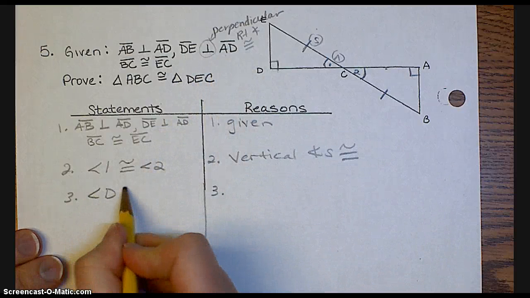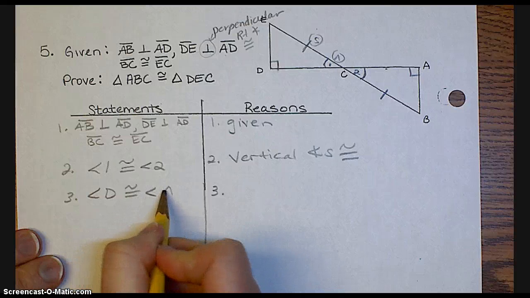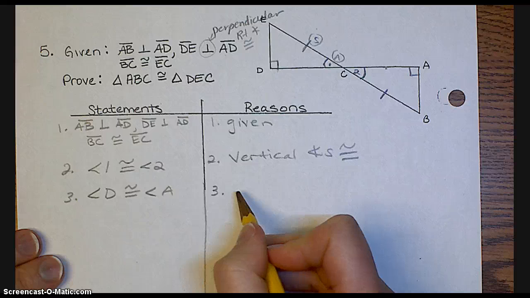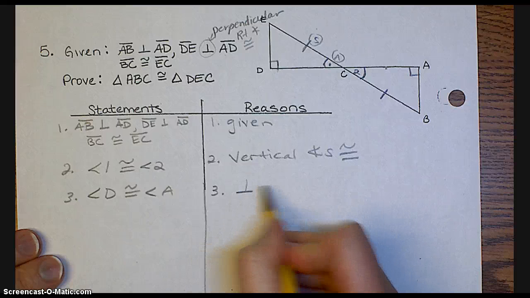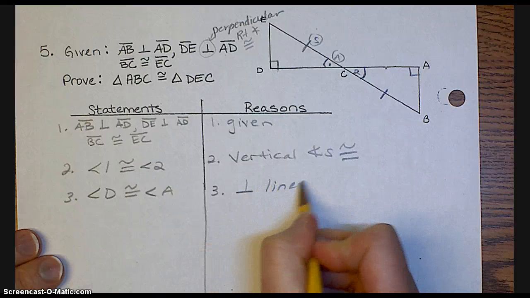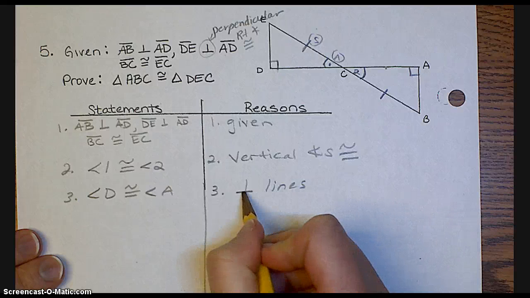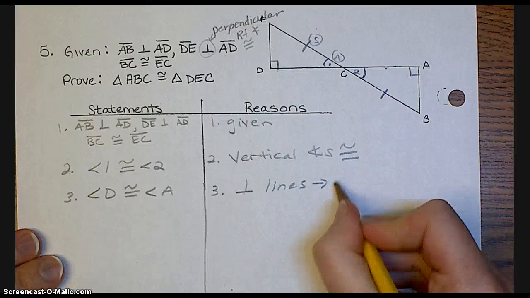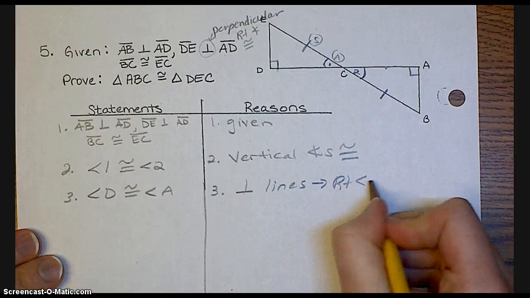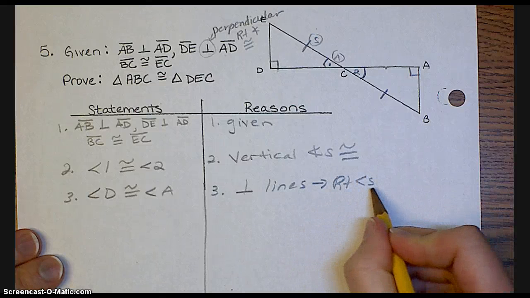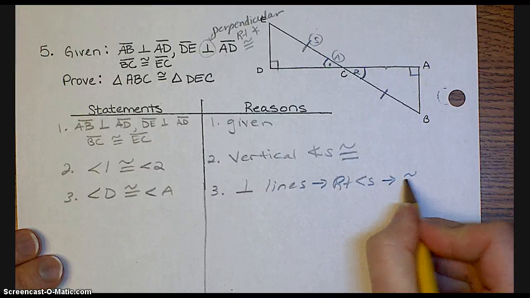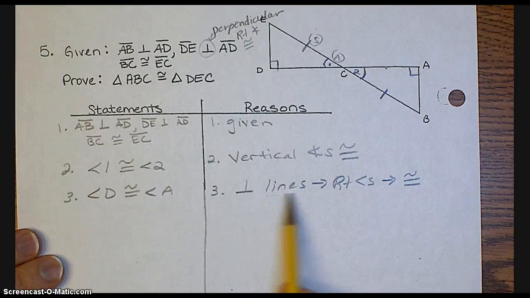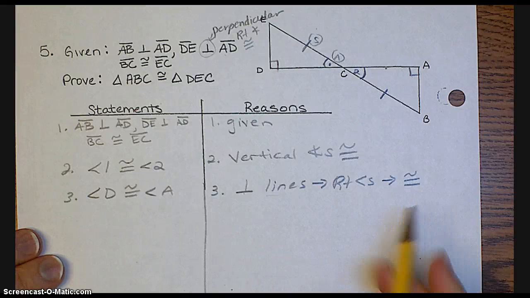So we can say angle D is congruent to angle A, and the reason here, I'll show you a little shortcut that you could write, is because of perpendicular lines, and use this symbol so it's shorter to write, create, just put a little arrow, right angles, and we know that all right angles are congruent. Okay, so this is a nice little shortcut that you could write as your reason. That way you don't have to write so many words.